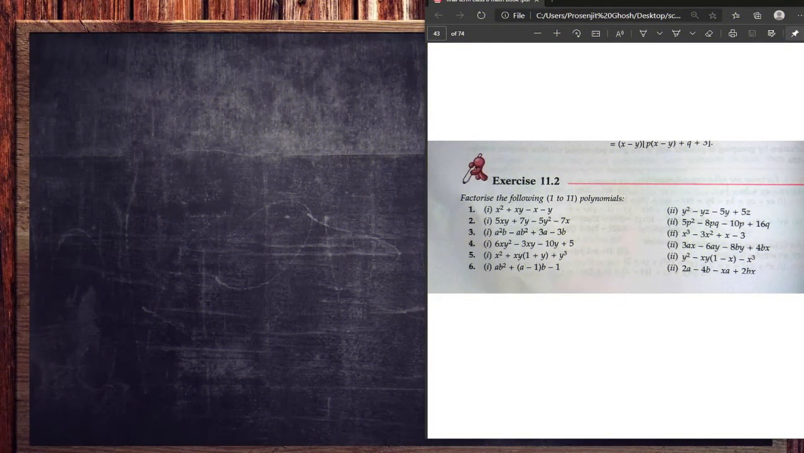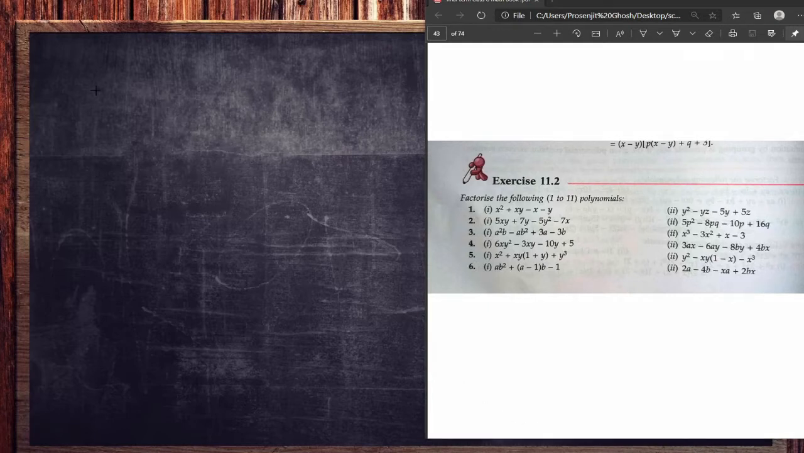We are back in exercise 11.2. In this part, also you have to do factorization, but this is not as easy as before. We have to group it first. So, the grouping method you have to first learn over here. Okay, let me show you one grouping method.